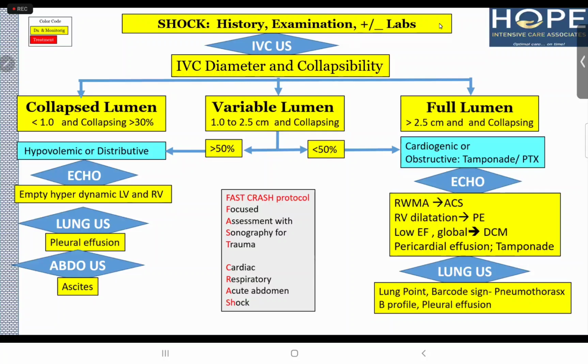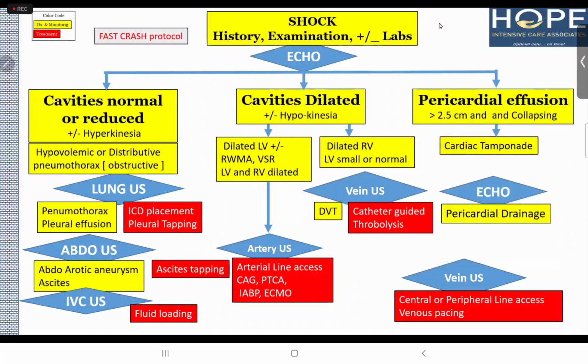So step one, IVC; step two, echo; then look at lung ultrasound; and last but not the least, you go to venous ultrasound. The second step is echocardiogram, as shown in the previous slide. From echo, you find out whether the cavities are normal or reduced, or dilated, meaning the cardiac chambers are dilated. And depending upon which chamber is dilated, you start putting differentials to it, and then go to lung and abdominal ultrasound.